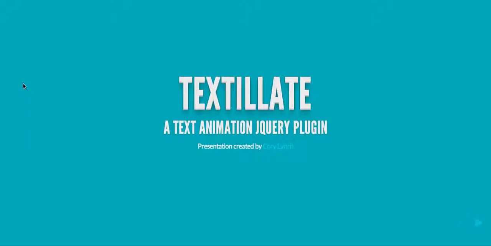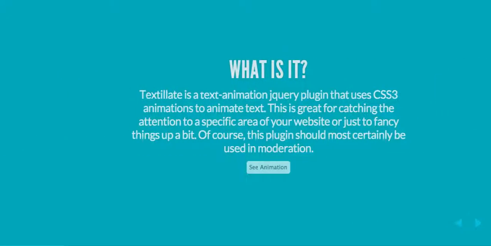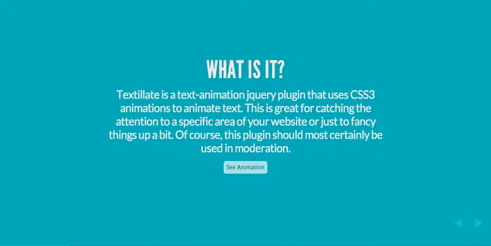Throughout this presentation I'm going to be showing you what this jQuery plugin is, how it works, and how to set it up and use it actually. So let's get started. So what is it? Textillate is a text animation jQuery plugin that uses CSS3 animations to animate text. This is great for catching the attention to a specific area of your website or just to fancy things up a bit. Of course, this plugin should most certainly be used in moderation.